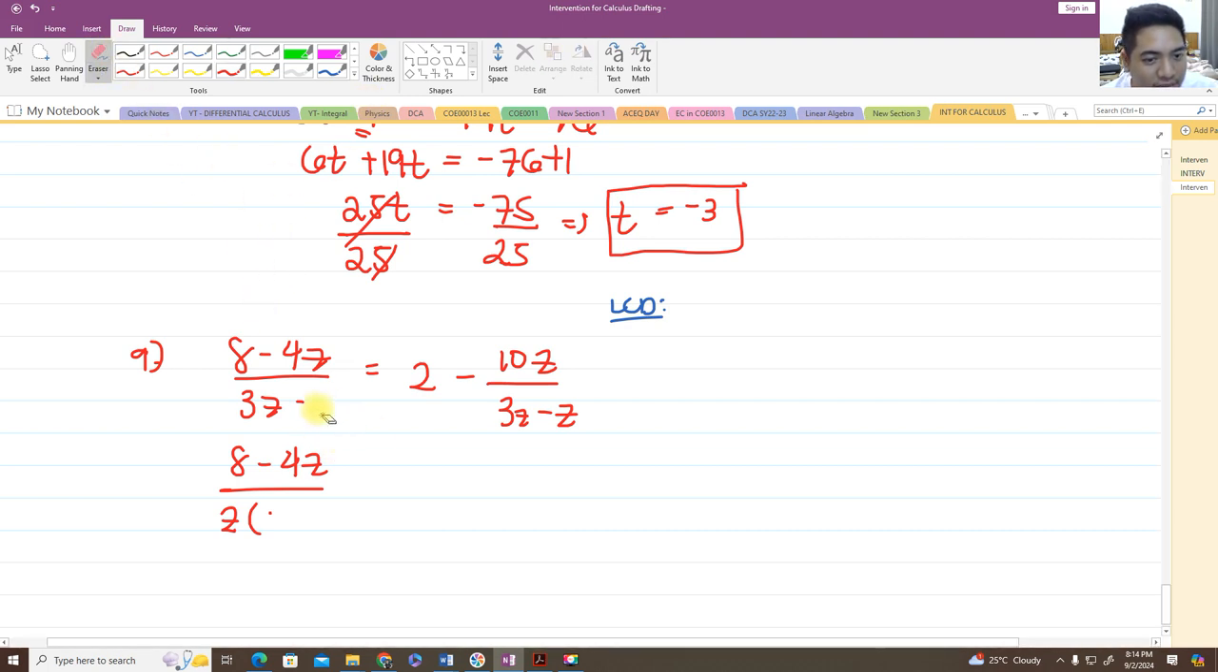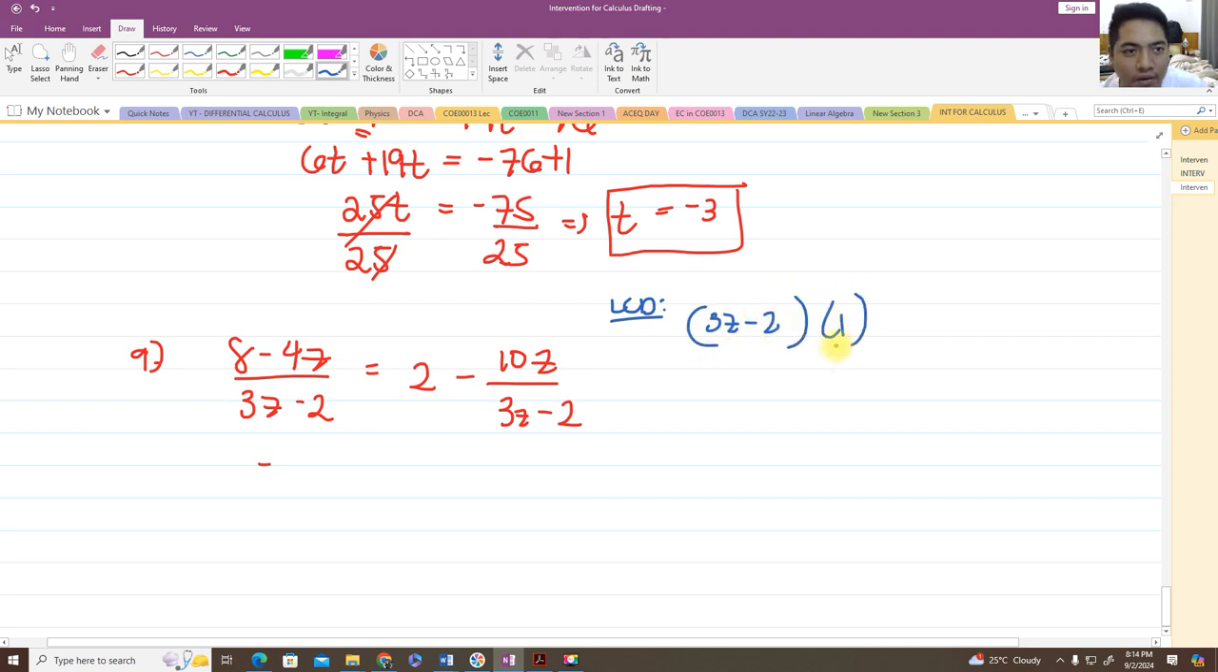Oops, this must be 3z minus 2. I'm so sorry. That must be 3z minus 2. Okay? So no need to factor. So just an error. Okay? So 3z minus 2, the LCD obviously is 3z minus 2 times 1, or 3z minus 2.